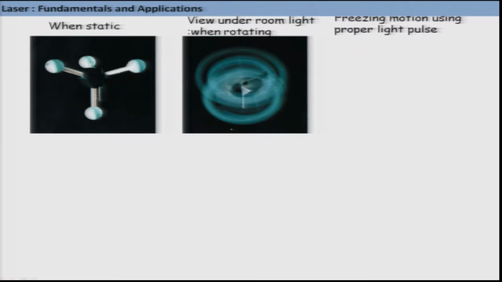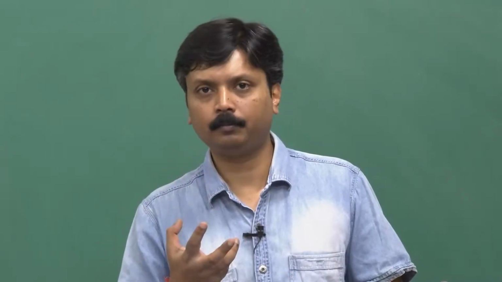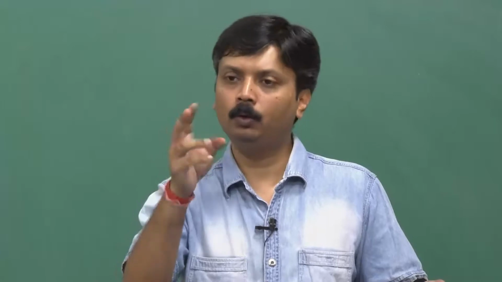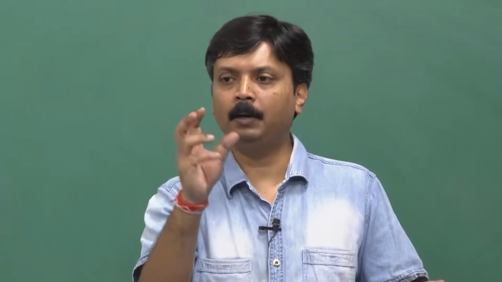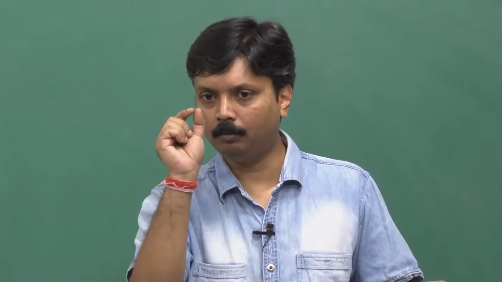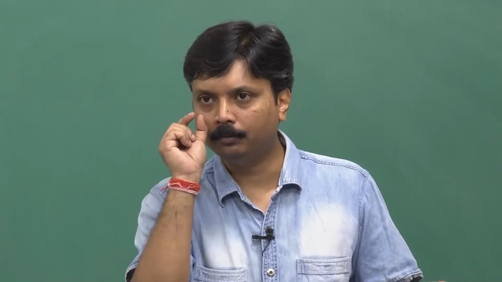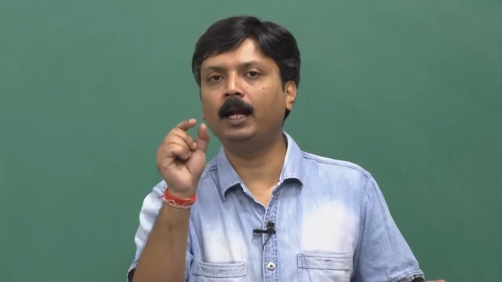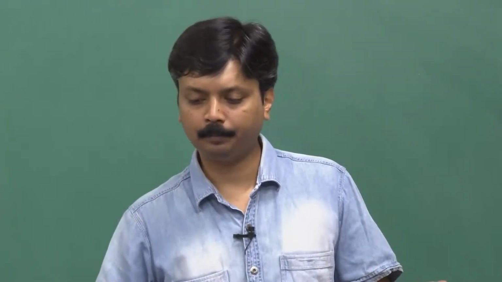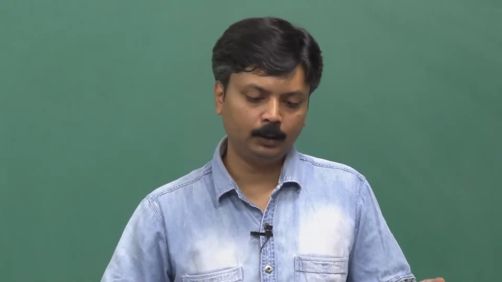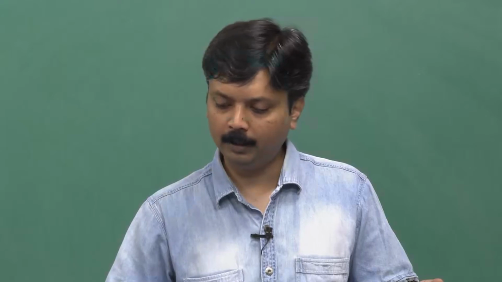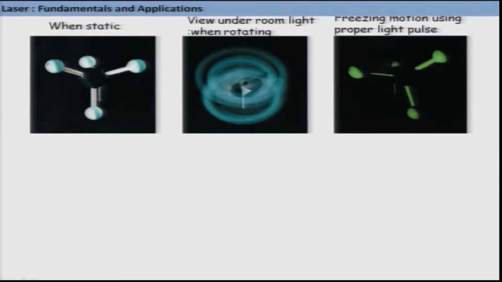Now, if you can really come up with a short pulse of light, how short we can work it out, then you can actually freeze the motion, correct. If you flash it for a very short time scale and you can detect that. While it is rotating, it has its own speed, but if you can come up with a similar speed of this flashing, then you can freeze this motion in space, and you see something like this. Okay. So, this was under room light, and this figure on your right is under a proper light pulse.